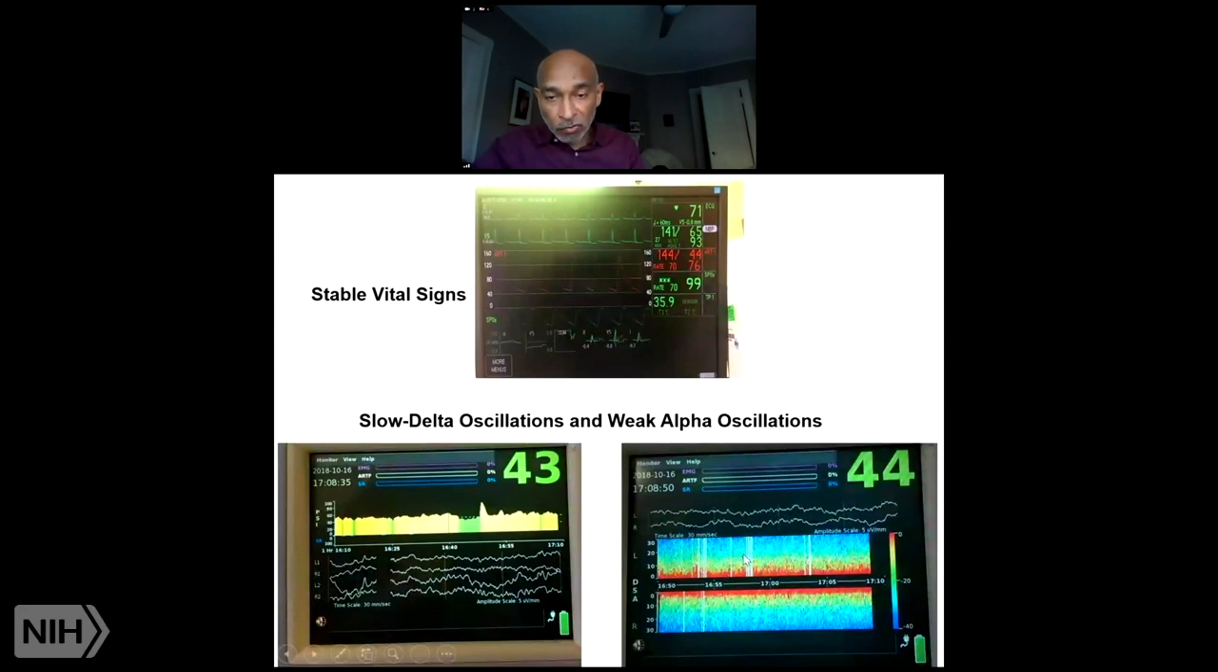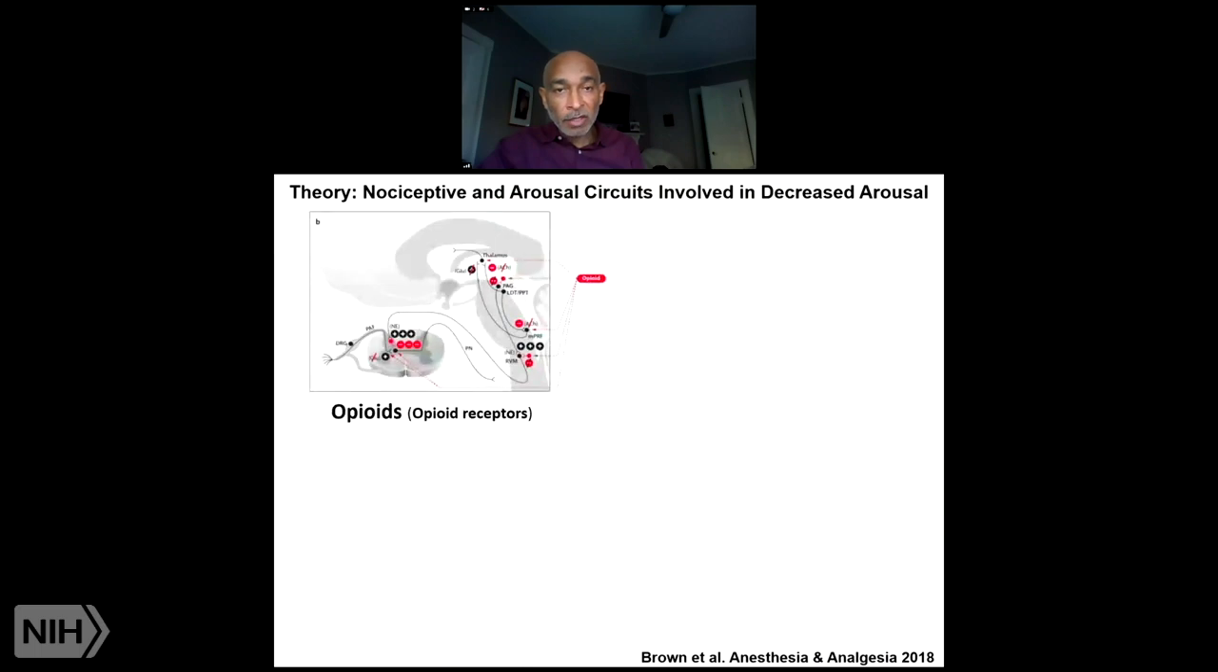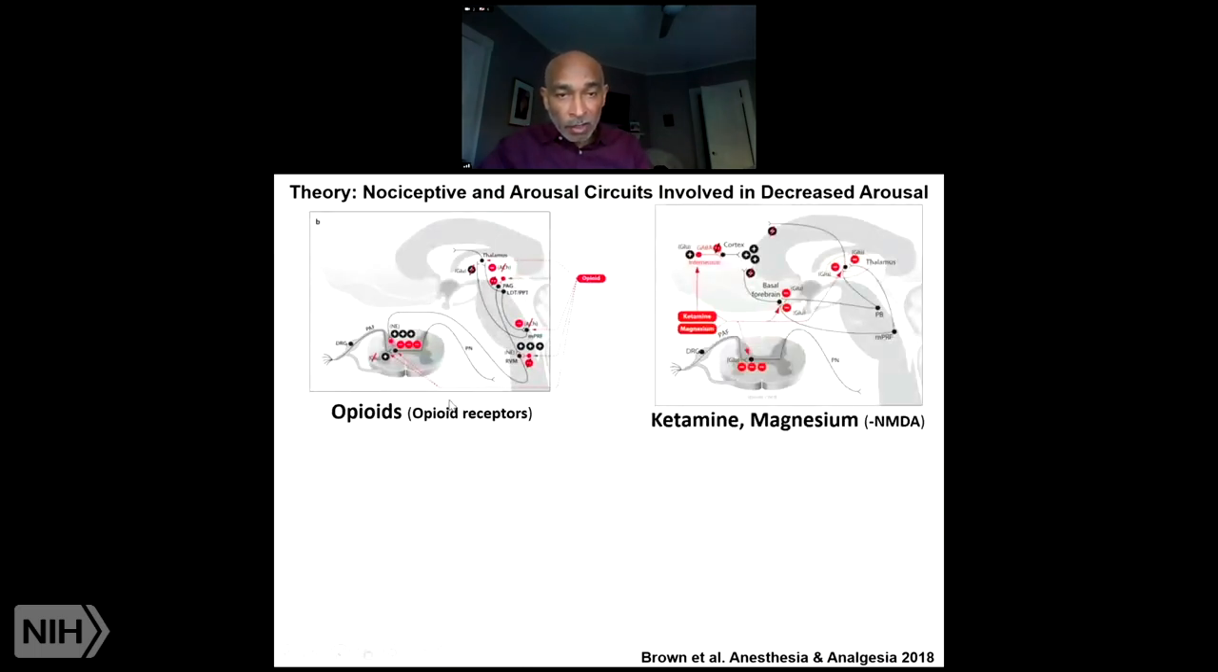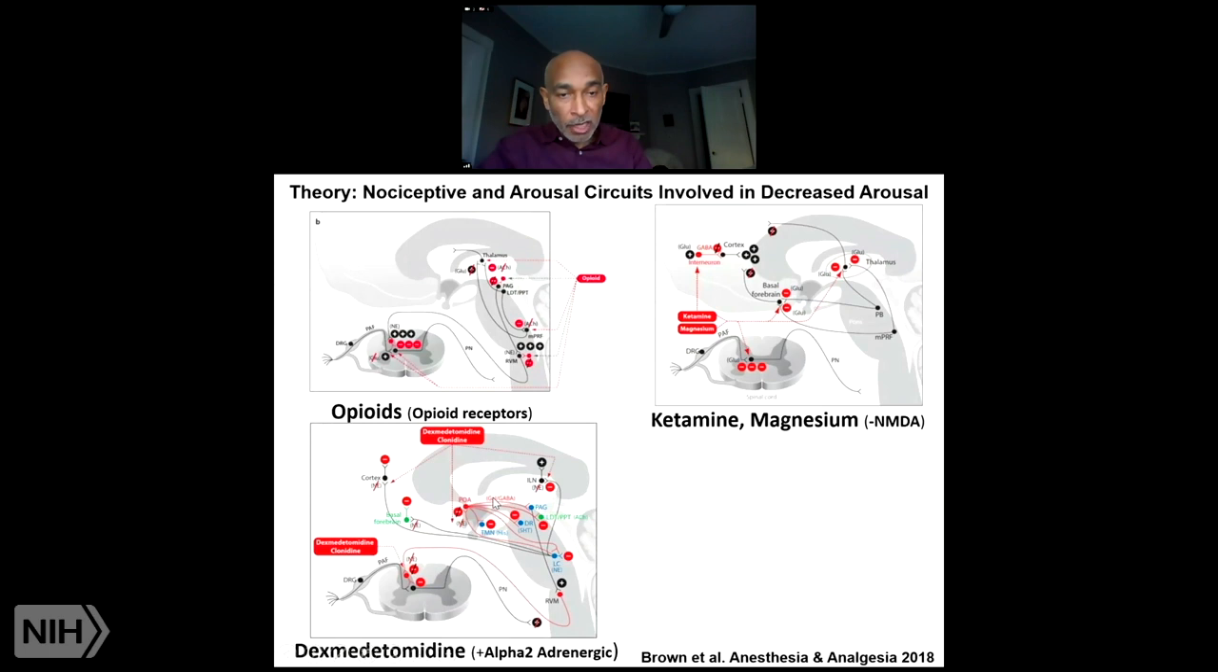We can see that she is profoundly unconscious based on the presence of these slow oscillations, like I was showing you that were there in the monkey and also in our epilepsy subjects. And we can use that information to be confident that she's unconscious. And so what's happening here is, here's the idea. You have a drug, let's say like the opioids or ketamine, which you might use for antinociception, or dexmedetomidine.